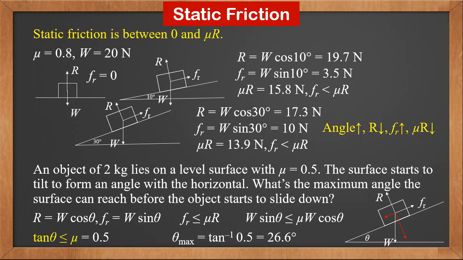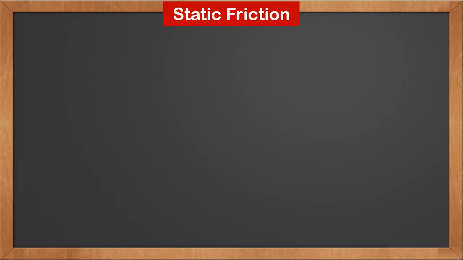So, when the surface is level, the friction is 0. As the surface starts to tilt, the friction starts to get larger. The more the surface is tilted, the larger the friction gets. It keeps increasing until it reaches μR. After that point, if the surface is tilted more, the object starts to slide down the surface. Once it starts to move, the friction stays at μR.